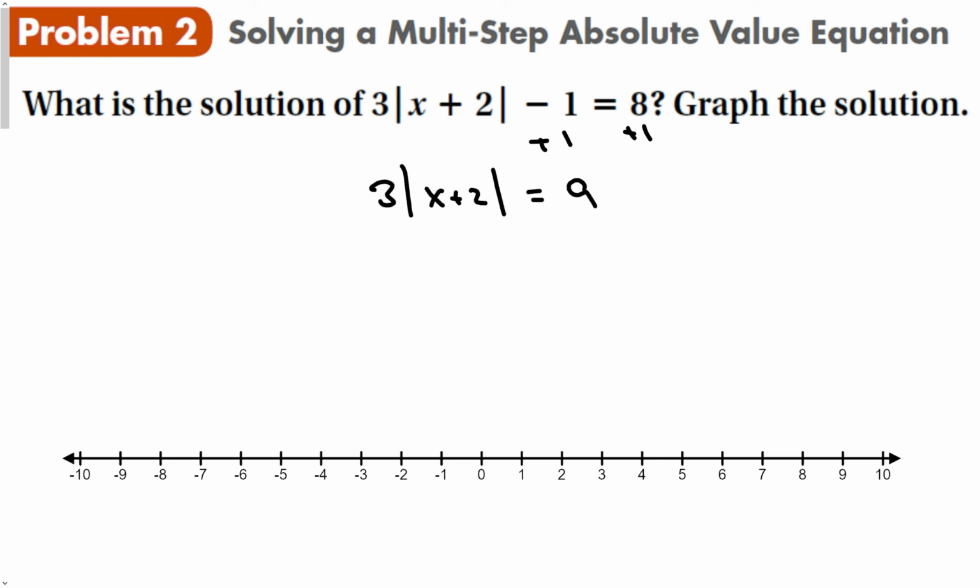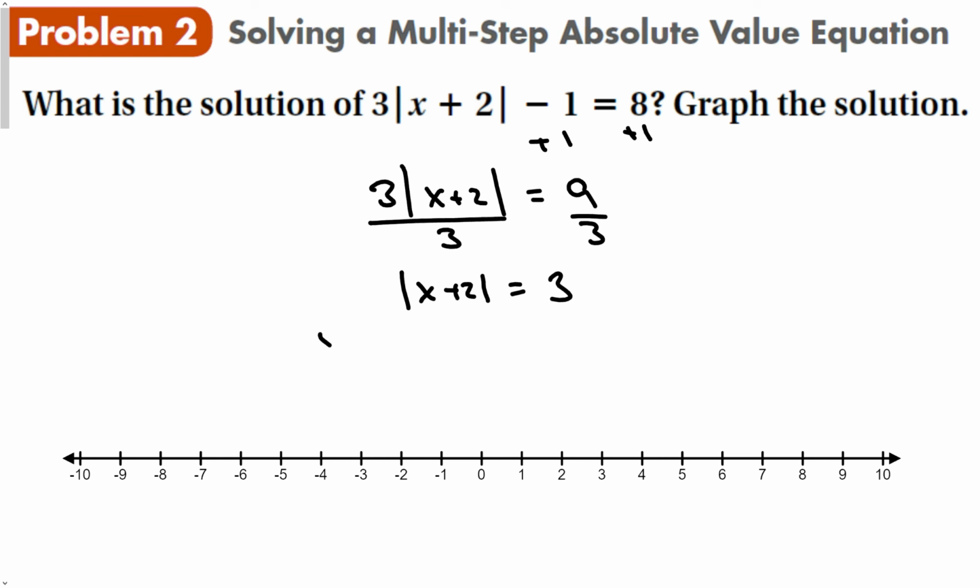Now you might be tempted to try to distribute the 3, but we don't want to do that. You don't want to put anything inside the absolute value. You just want to get the absolute value by itself. So let's divide out the 3 from both sides. And now we have the absolute value of x plus 2 is equal to 3.